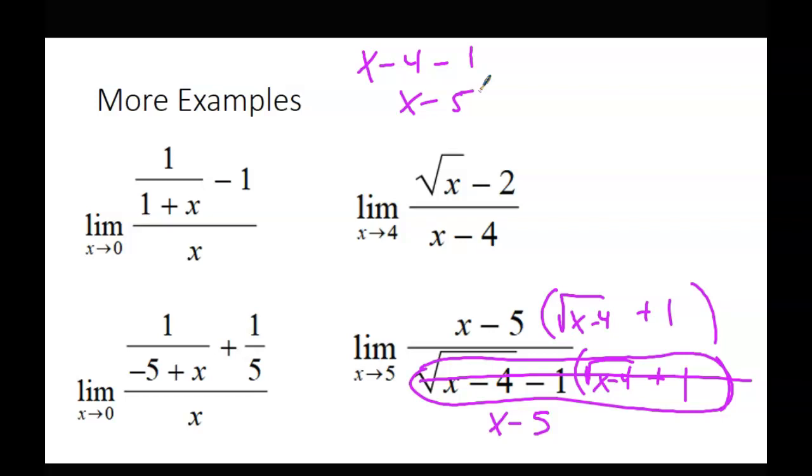All right. Let's talk to Andy here. Andy, what's next? Where are we at? Cancel the x minus 5. The x minus 5s go away. Christian, what's next? You plug in your limit. Final answer, Samantha? 2. Good job.